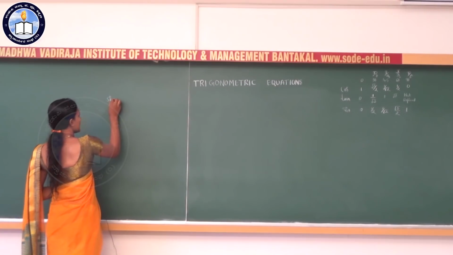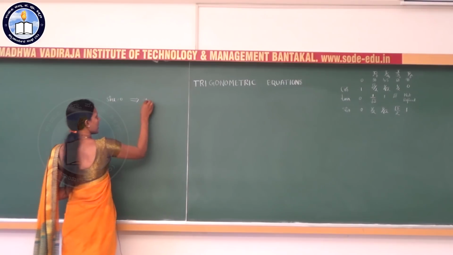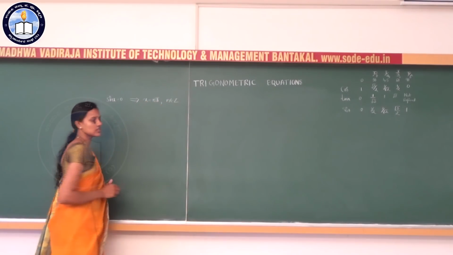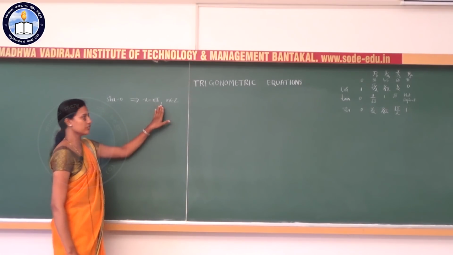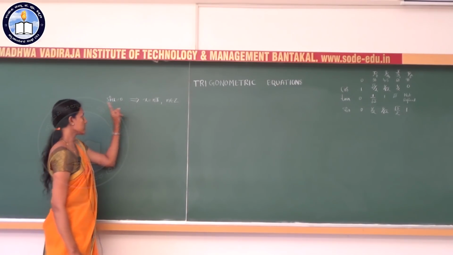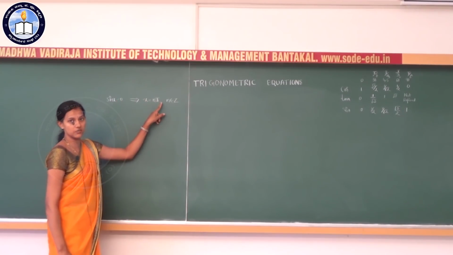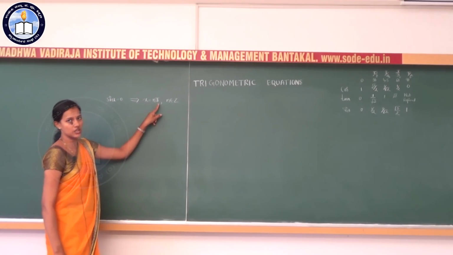You have studied that sin x is equal to 0 implies x is equal to n pi, where n is an integer. If x is an integral multiple of pi, then its sin value is 0. Sin x is 0 when the angle is an integral multiple of pi, or when the angle is n into pi.